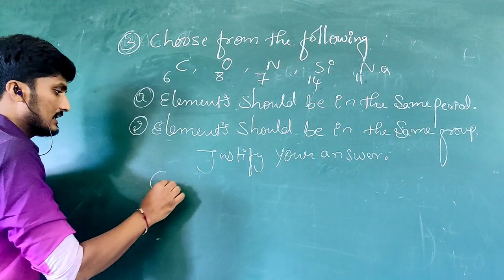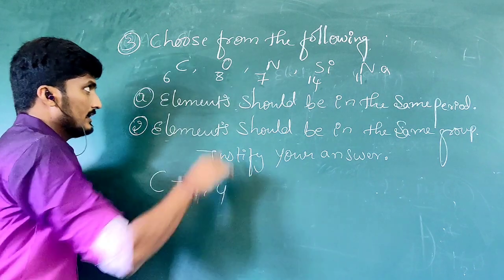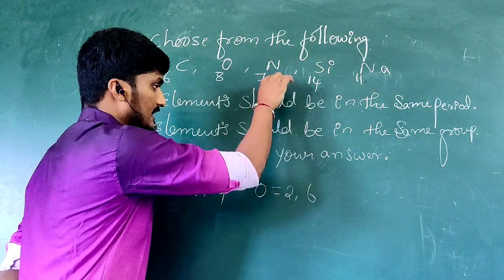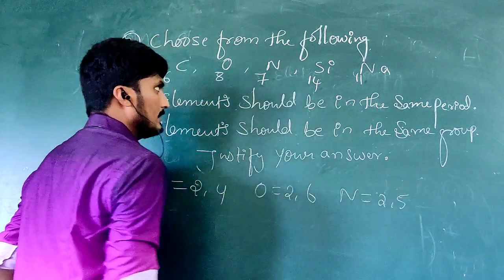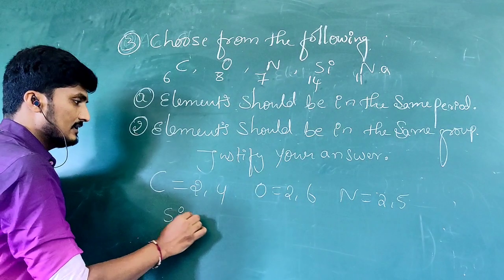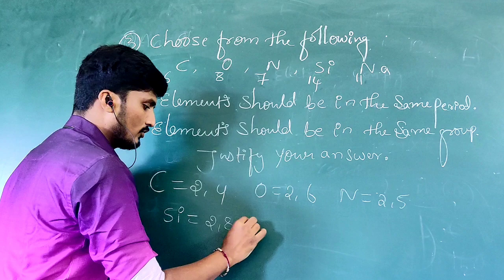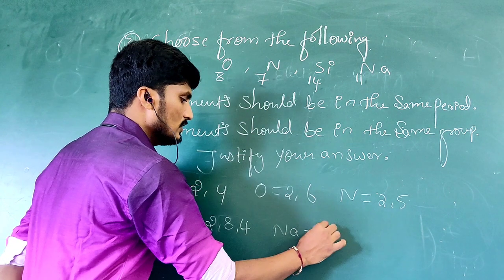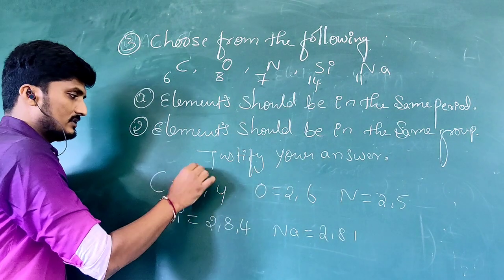Very firstly carbon, they are given with atomic number 6, so 2, 4. Next oxygen is there, oxygen is 2, 6. Nitrogen is there, nitrogen is 2, 5. Silicon is there, silicon is atomic number 14, 2, 8, 4. Next sodium is there, sodium is 11, so 2, 8, 1. Here you just give the name of the shell.